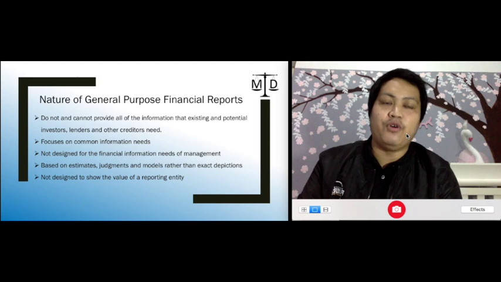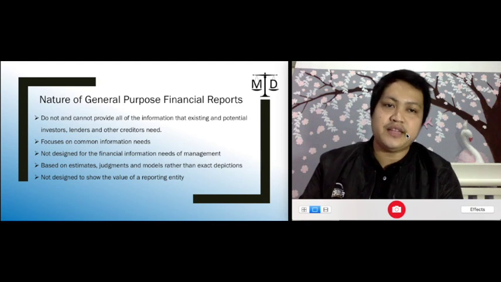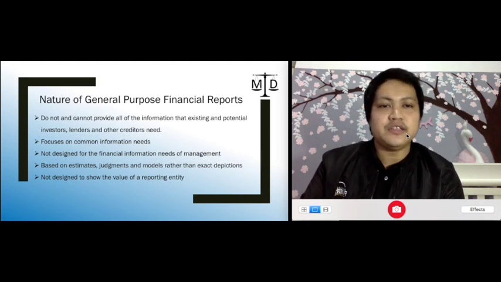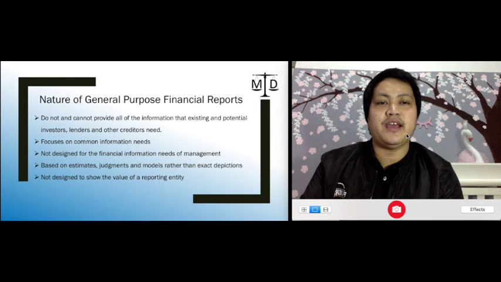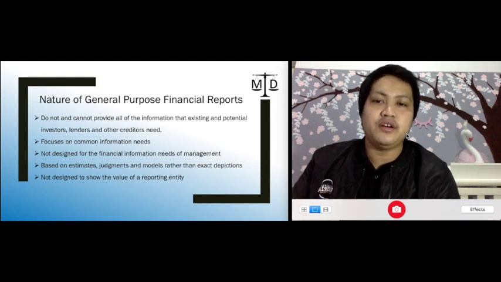And this is why before, in the old standard, there is a distinction between internal and external users. But that distinction is no longer present. The distinctions now are your primary and other users. It is important to note that financial reports are not designed to satisfy the information needs of your management.